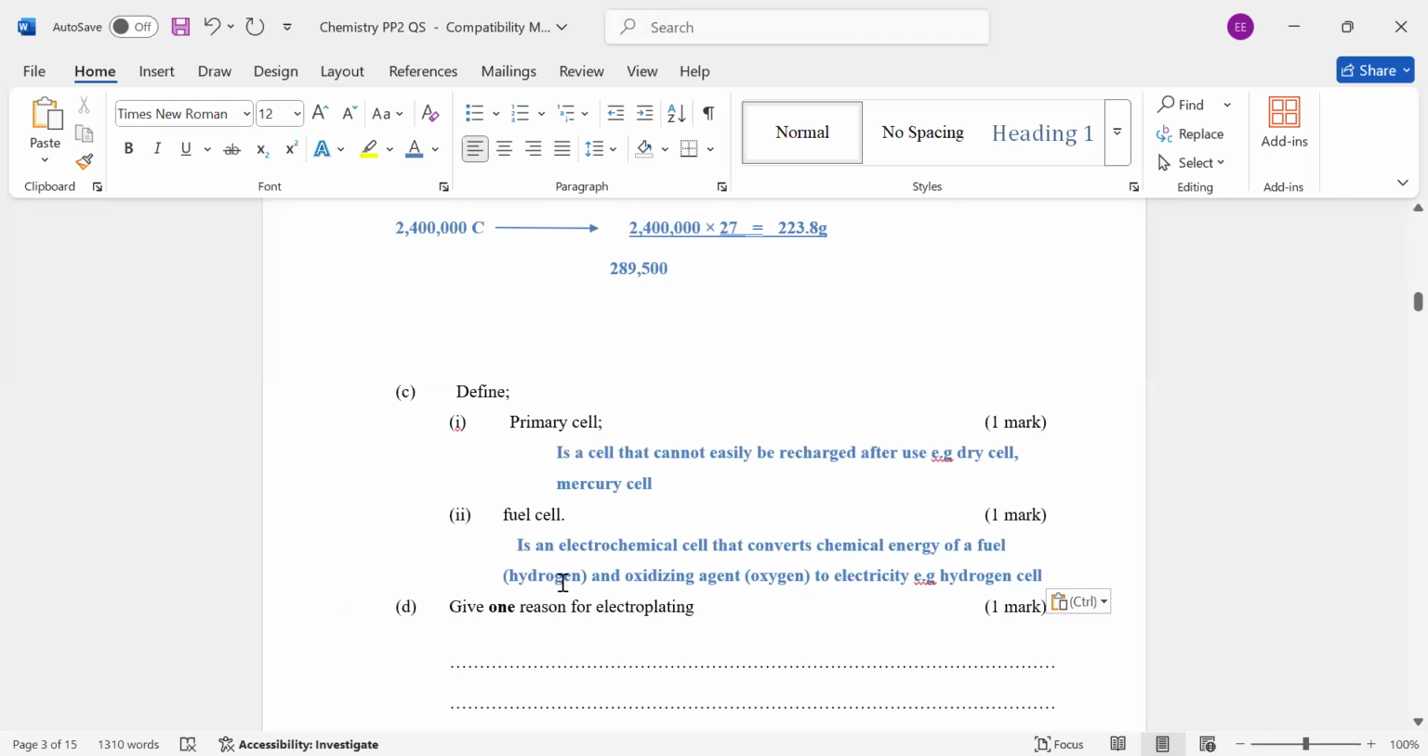Of course, where we have the hydrogen, oxygen, like the example that he has just given. Hydrogen, oxygen. The oxidant that is normally used there, I've written it as an oxidizing agent, is normally the oxygen. The fuel is normally the hydrogen, so it's being converted to electricity, something like the hydrogen cell. I believe also that one you did in class.